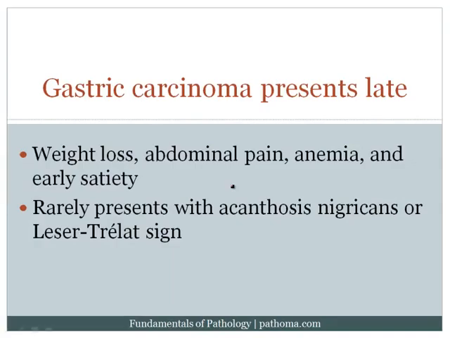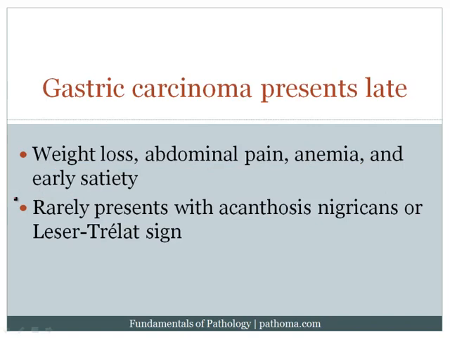Now, gastric carcinoma, whether it be the diffuse type or whether it be the intestinal type, it presents late. The classic signs are going to be weight loss, abdominal pain, anemia, and they get early satiety. And early satiety would be classic in the diffuse type because in that particular case you've got this thickening and fibrosis of the wall, and so the stomach can't expand and the patients would feel full with a little bit of food. That's called early satiety.